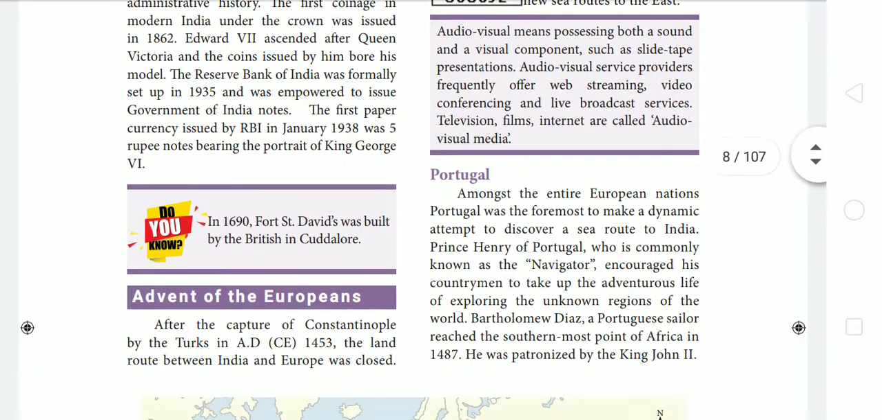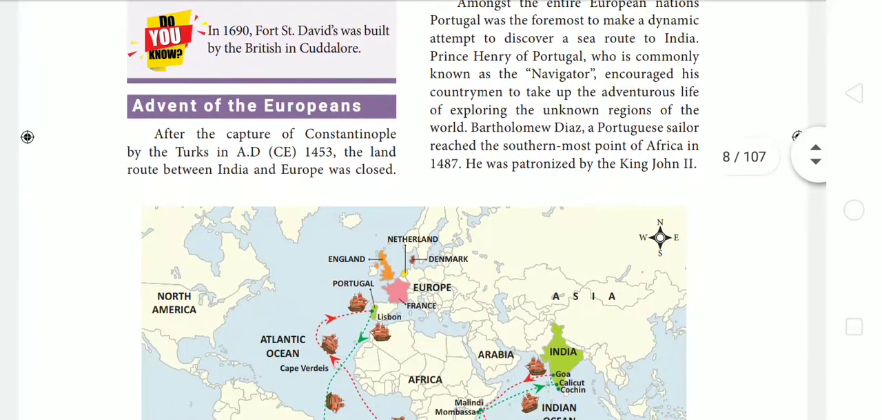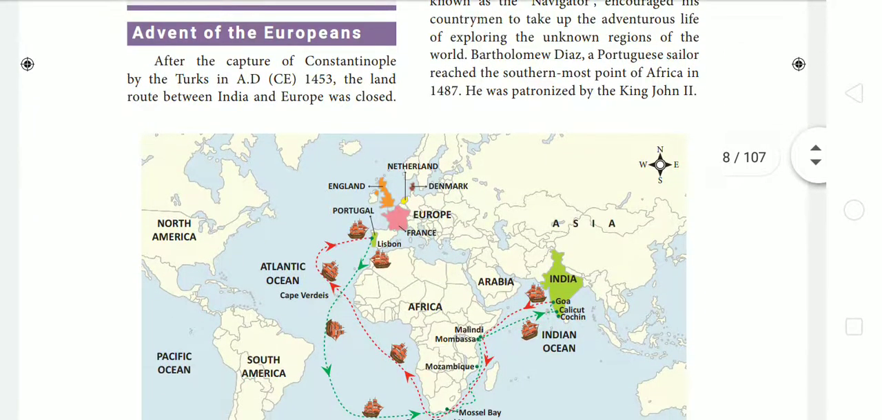Next one, advent of Europeans. After the capture of Constantinople by the Turks in 1453, the land route between India and Europe was closed. So what did the Turks do? They captured Constantinople and they closed the land route between Europe and India.